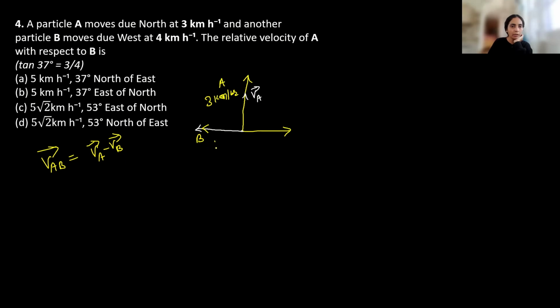How much? That is your 4 kilometer per hour. You have to do VA minus VB. So VA is in distance, minus VB will be in distance. VA minus VB will be somewhere in this direction. Okay, and so it will be in this quadrant. But again, what will be the exact angle that we can calculate? Let us say this angle is theta.